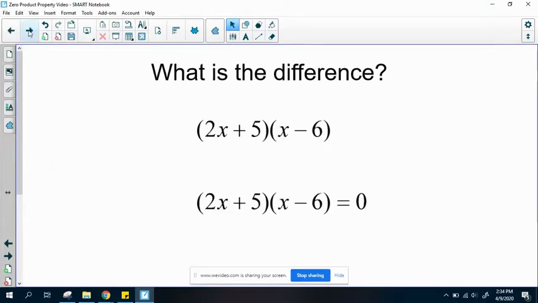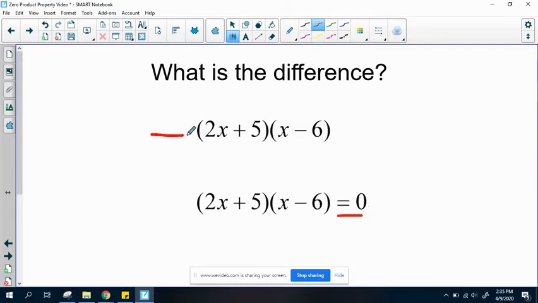Okay, so the first thing I want to talk about is what's the difference between these two situations, because they look very similar. And I hope that you see that the obvious difference is that there's an equal zero in the second part of it. Whenever you put an equal sign onto something, that now implies that you want to solve and find all possible x's. Just like if I had x plus 5 equals 0, you would want to get x by itself and figure out what x is supposed to be.